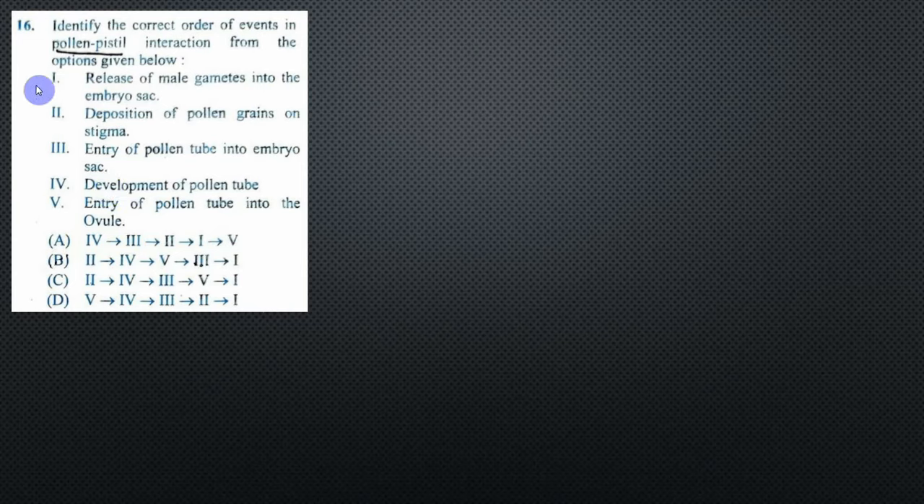So you can see that these events have been jumbled, and they should be arranged in a proper way. The first is the deposition of the pollen grains on the stigma, and the next is the development of pollen tube, and the third event is the entry of pollen tube into the ovule, and the next one is the entry of pollen tube into the embryo sac. Finally, release of gametes into the embryo sac. So based upon this, the order of events is 2, 4, 5, 3, 1. So B is the right answer for this particular question.